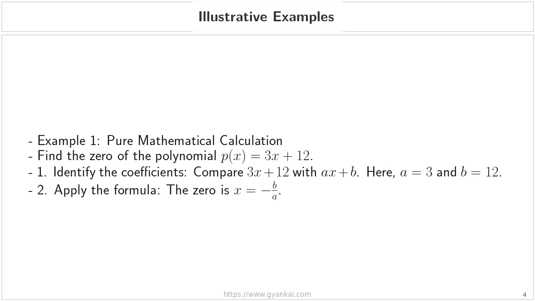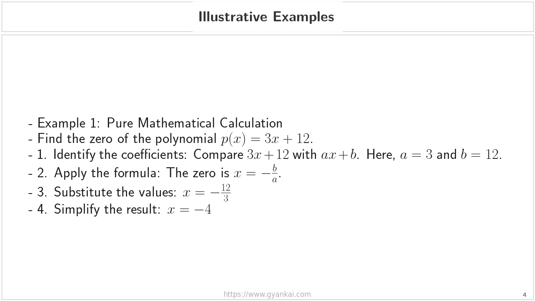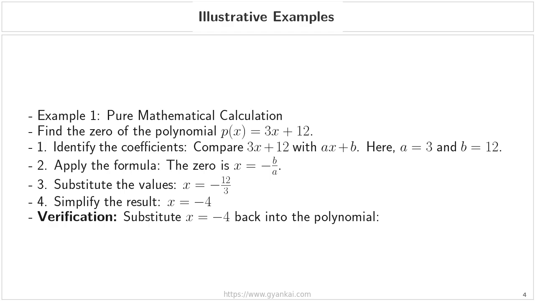Next, we apply the formula we just learned. We know that the zero is found using x equals negative b over a. Now, we simply substitute our specific values into that formula. This gives us x equals negative 12 divided by 3. When we simplify that division, we get our final result, x equals negative 4. But as a good mathematician, you should never just stop there. You should always verify your answer.